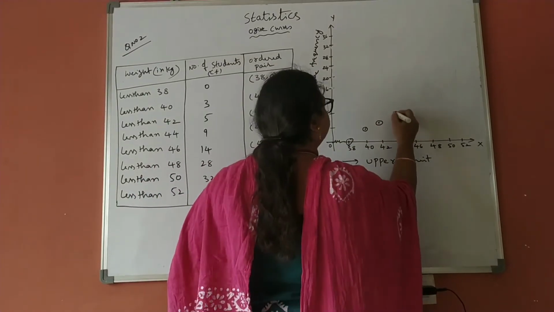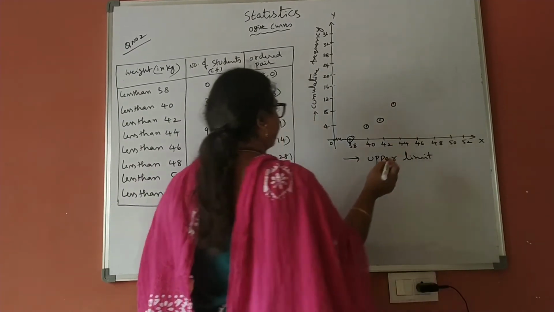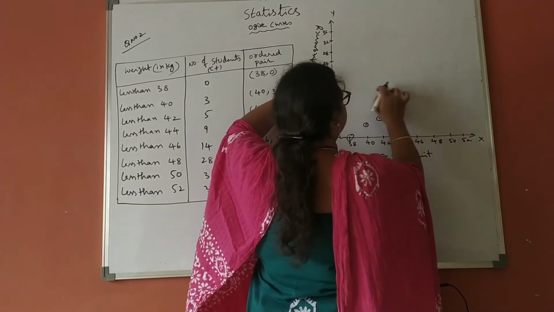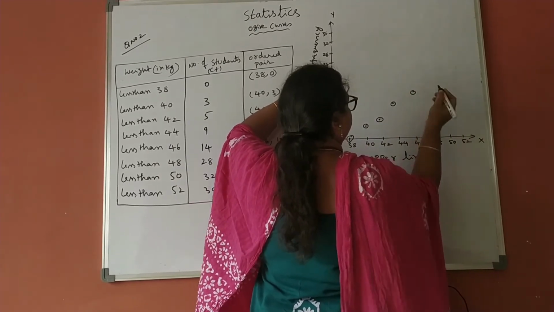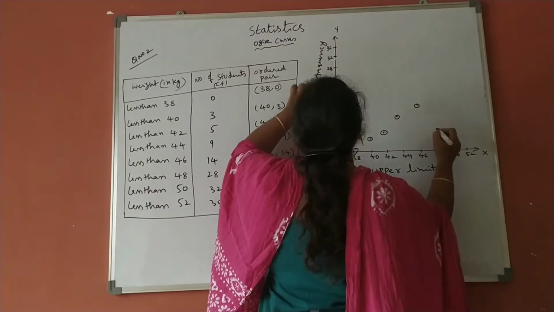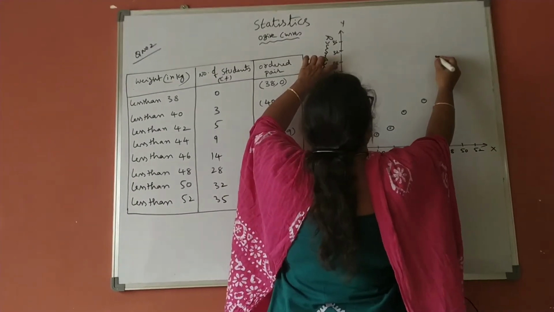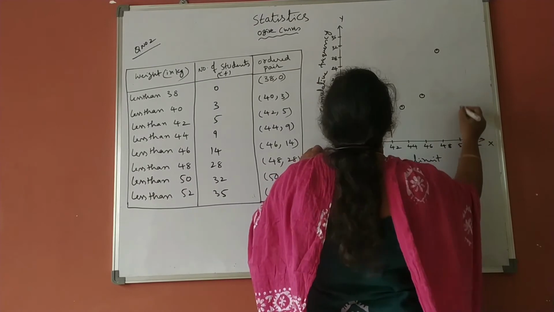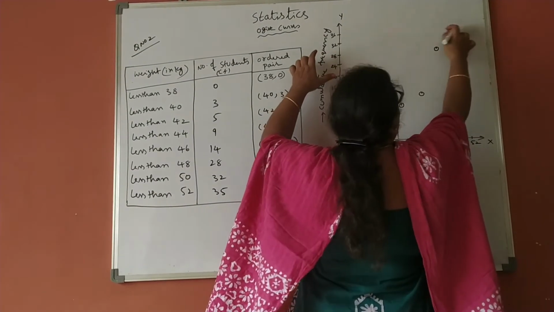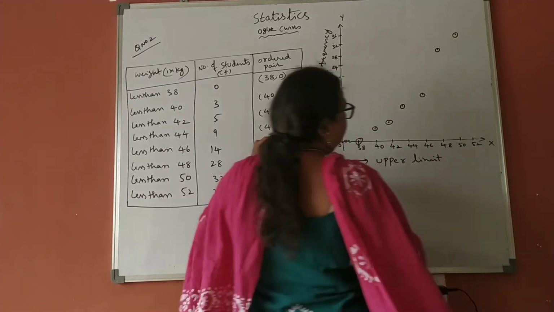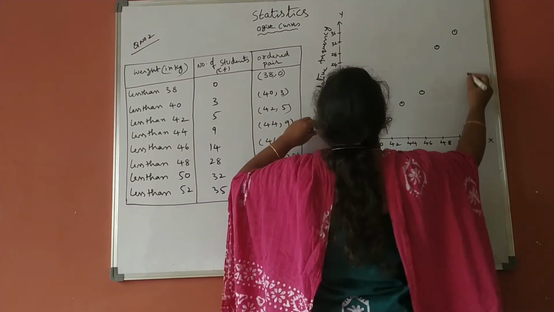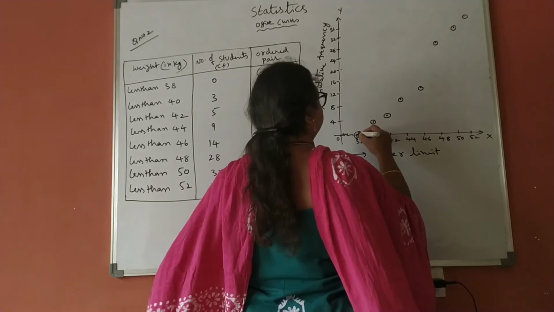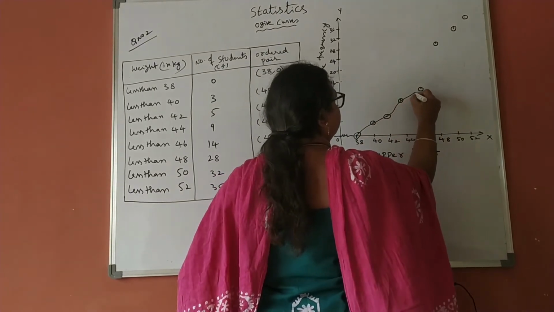44, 9. 46, 14. 14 will be somewhere here. 48, 28. 50, 32. 52, 35. So now we need to join the points using freehand.